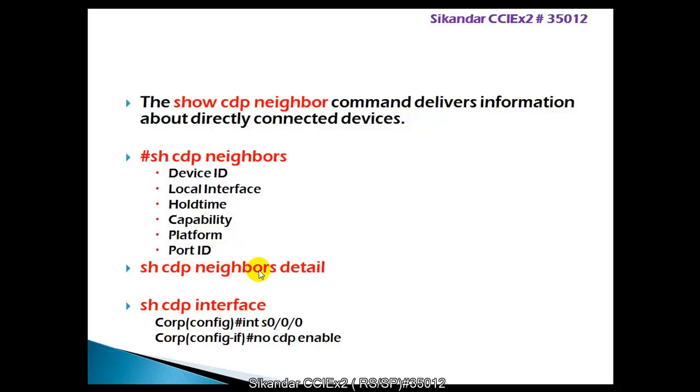So if you want some detailed information like IP addressing and all those things, you can even use the show cdp neighbor detail command. And you can also verify with show cdp interface to figure out which interfaces are running CDP, and which interfaces are not running CDP. So if you want to specifically disable CDP on a specific interface, we can use the no cdp enable command on that interface. And if you give no cdp run, it is a global command. It is going to disable CDP on every interface.